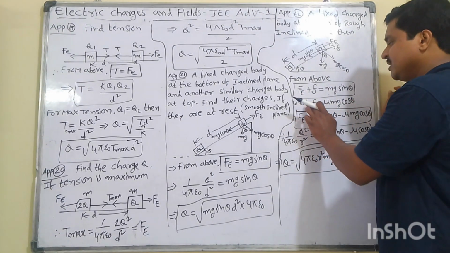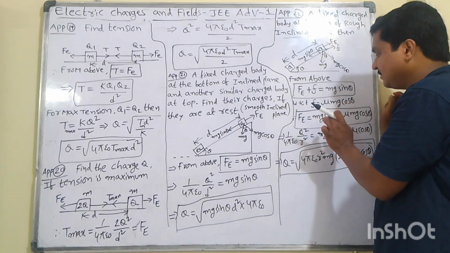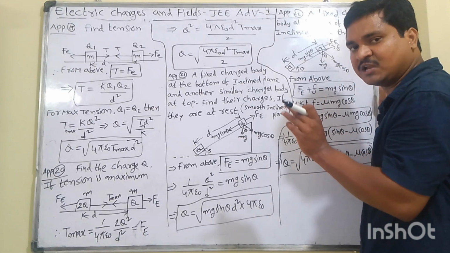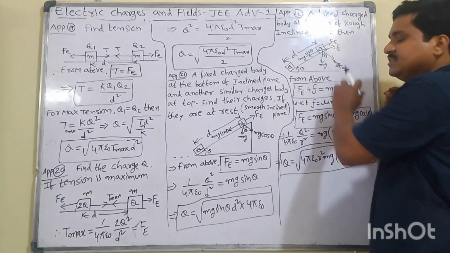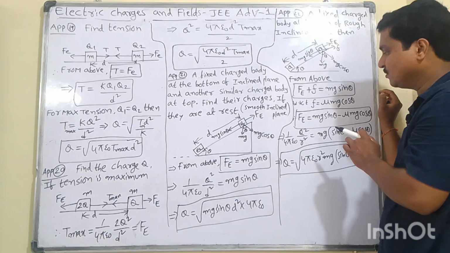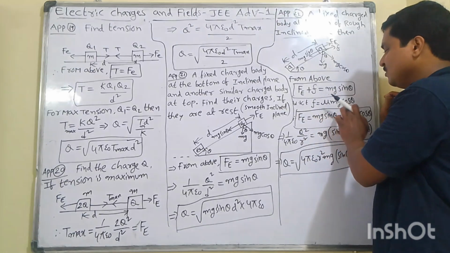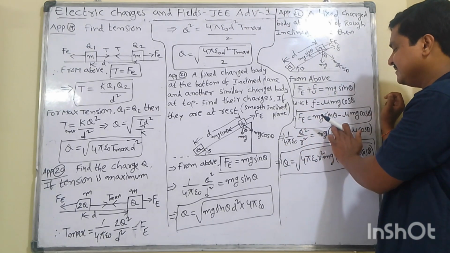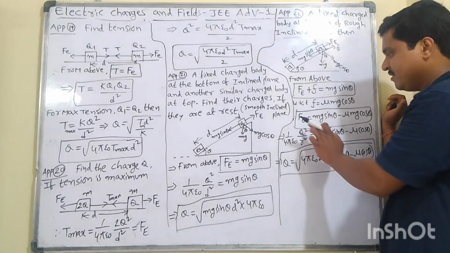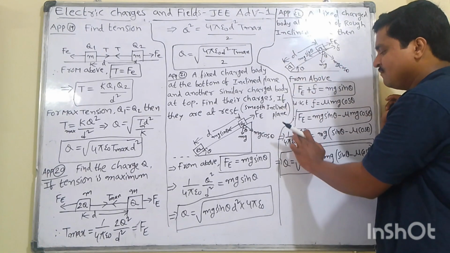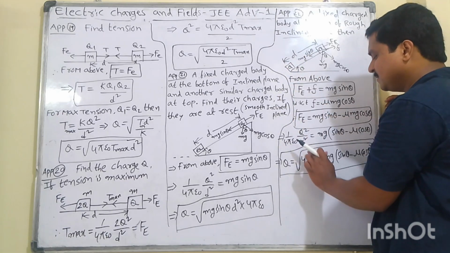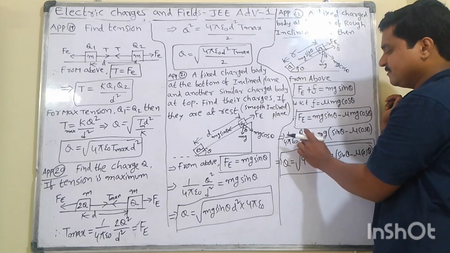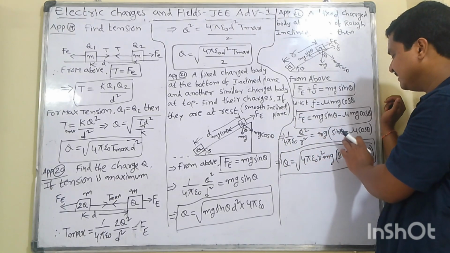We know the frictional force formula from the friction chapter: small f equals mu N. Here N is the normal reaction, which is equal to mg cos theta. Finally we got the formula for frictional force, mu mg cos theta. So Fe equals, taking f to the right side, mg sin theta minus mu mg cos theta. We already know the electric force between the two charges is 1 by 4 pi epsilon naught q square by the distance between the charges. I am taking it as r, so r square is the distance between the charges. So finally you get mg into sin theta minus mu cos theta.